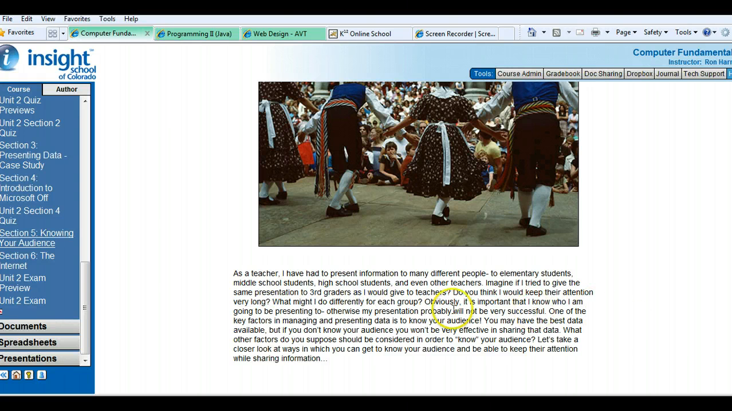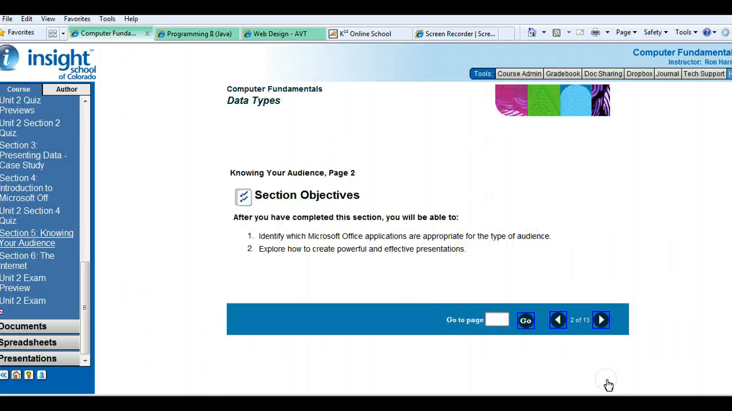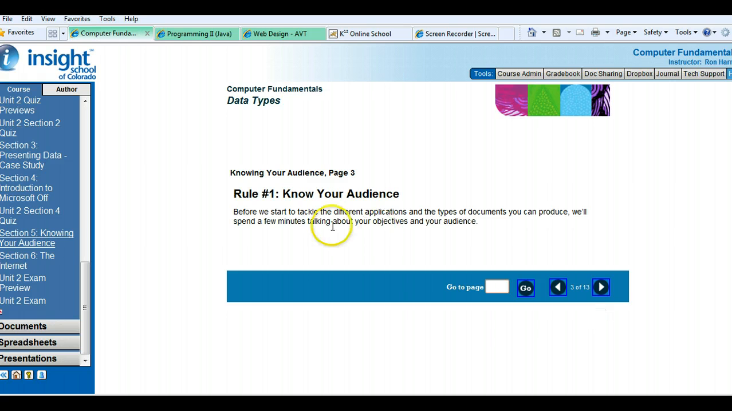So for presentations, the most important thing, one key factor in managing and presenting data, is to know your audience. That's the answer to that Class Connect write-up question. You need to know your audience so you can present the data and information effectively for that audience. Here we're going to identify which Office applications are appropriate for which audiences, and explore powerful and effective presentations. So the first rule, as just said, is that you have to know your audience in order to present your information in the best, most effective way.